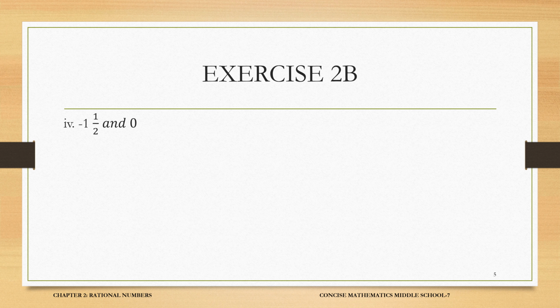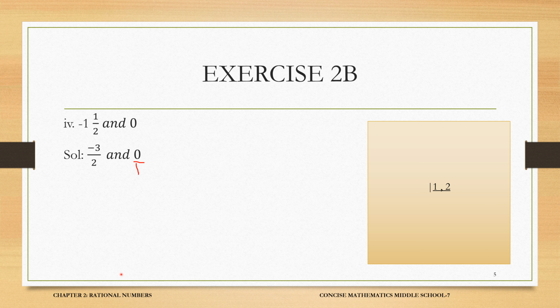Minus 1, 1 by 2, and 0. Here I have changed this into a normal fraction, that is minus 3 by 2. Firstly, take the LCM of 2 and 1 here, because 0 has nothing in the denominator, you can consider it as 1. Even here you can easily say that minus 3 by 2 is less than 0. But in the exam you cannot write a direct step. So you need to take the LCM of 2 and 1. 2 ones are 2, so only 2 is the LCM, right?